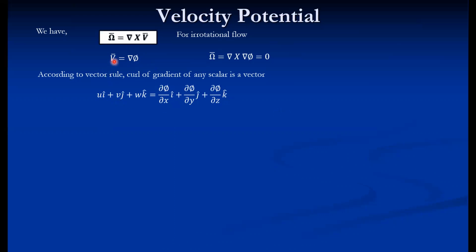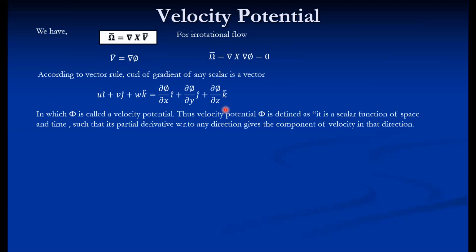So if we write the velocity vector expression here, and then the del phi expression here, and compare them, u is equal to ∂phi/∂x, v is equal to ∂phi/∂y, and w is equal to ∂phi/∂z. Now in this case, this phi is called the velocity potential.